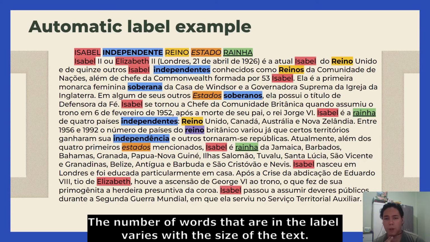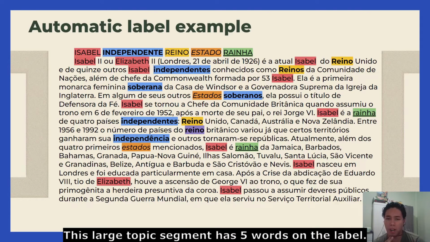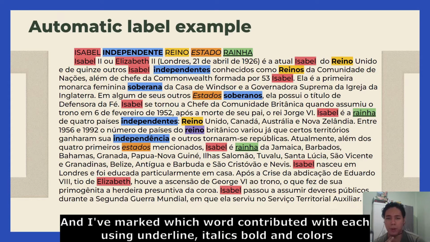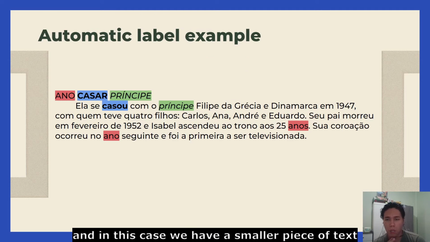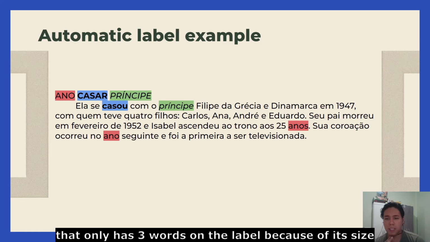And the number of words that are in the label varies with the size of the text. So in this large topic segment, we can see that we have 5 words, and I've marked which word contributed with which using underline, bold, and italics, as well as colors. And in this case, we have a smaller piece of text that only has 3 words on the label because of its size.